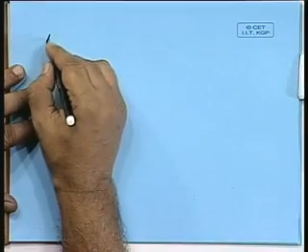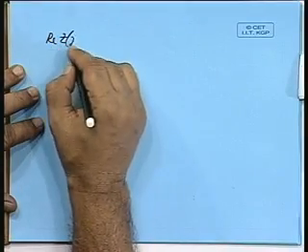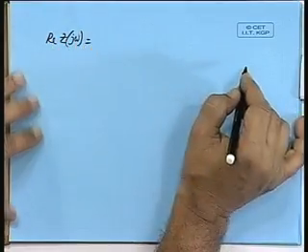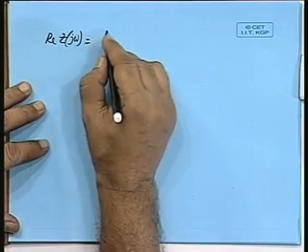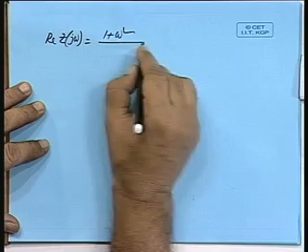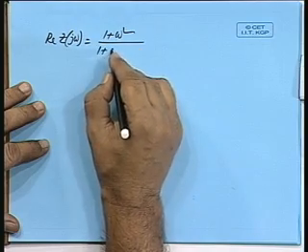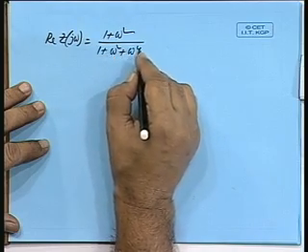Now, we shall take up one or two more examples. This is all about realization of networks from given parts. Let us take another example, a real part of Z(jω) equal to (1 plus ω squared) by (1 plus ω squared plus ω to the power 4).